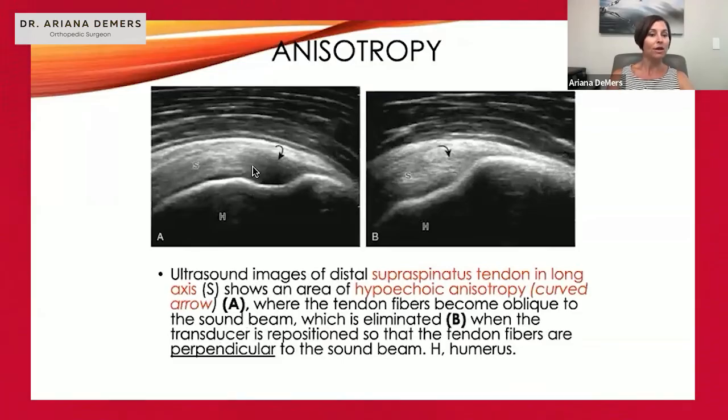And really, we worry that maybe this is a tear, but it's just because you're not perpendicular as the fibers come down and insert. Your beam is not perpendicular to the long axis, and so it's not showing the true form. When we move our probe just a little bit over and we're now perpendicular to the structure, that clears up. And so that's one way to make sure that you don't have an actual tear and you're just looking at anisotropy: make sure that you're perpendicular to the sound beam and it's reflecting back to us.